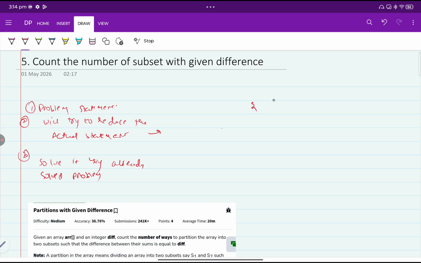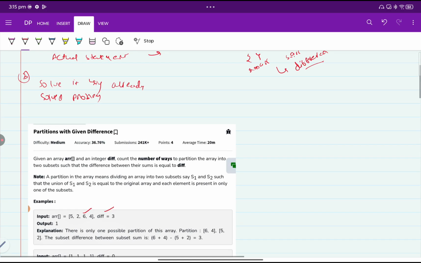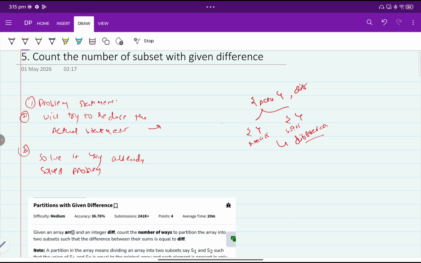What we have to do is, we have an array. I have to divide it into sub arrays, and the difference between the sub arrays is equal to the difference given in the question. So we are given two things: one is the array and the second is the difference. We have to divide it into two sub arrays such that the difference between them equals the given difference, and I have to return the count of such sub arrays whose difference is possible.